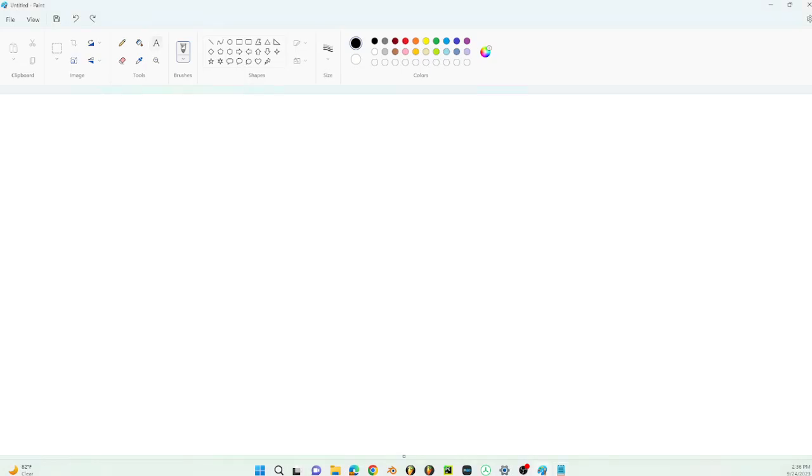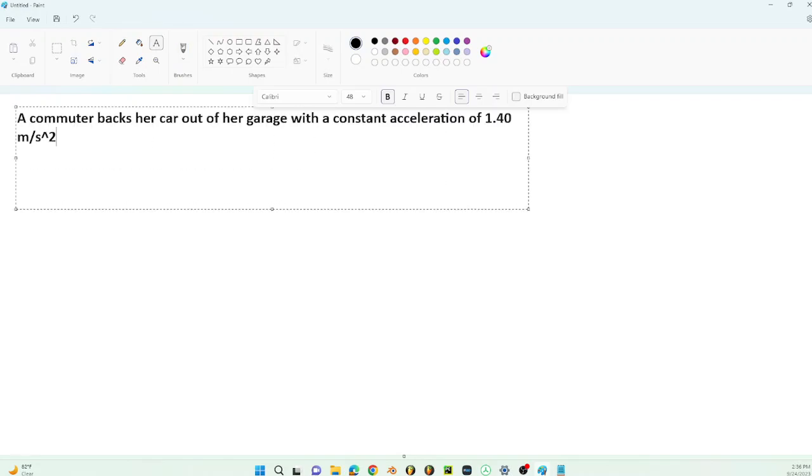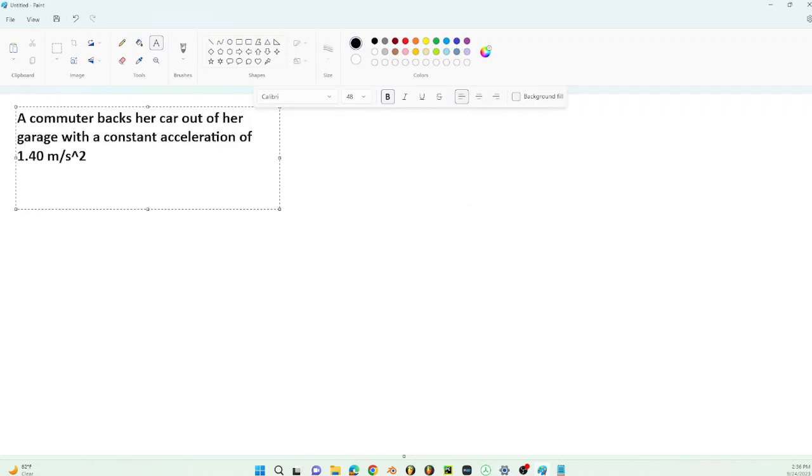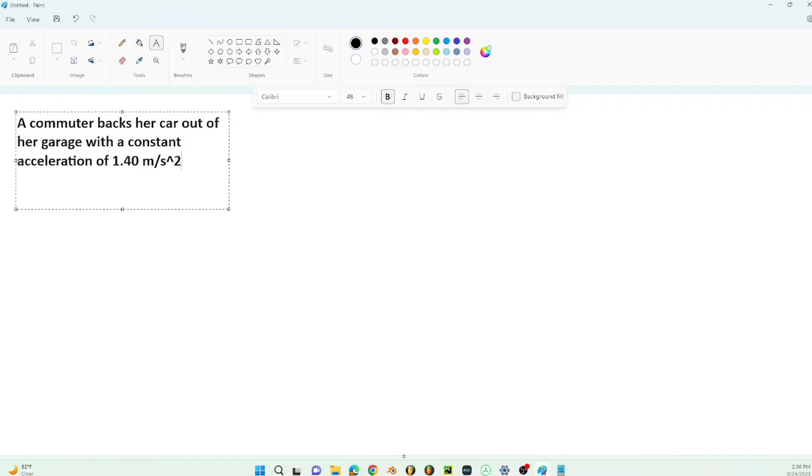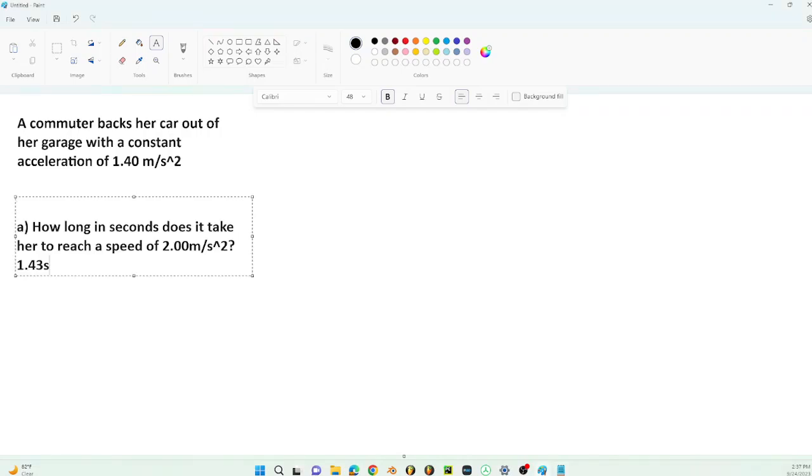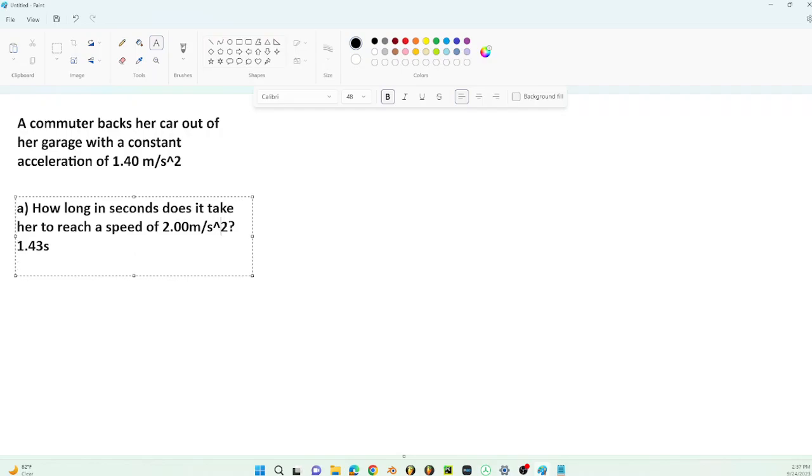So with that said, we're going to go ahead and start the problem. The problem is a commuter backs her car out of a garage with a constant acceleration of 1.4 meters per second squared. And part A asks us, how long in seconds does it take her to reach a speed of 2 meters per second? Our answer here is going to be 1.43 seconds, but how did we acquire that? I'll show you how.